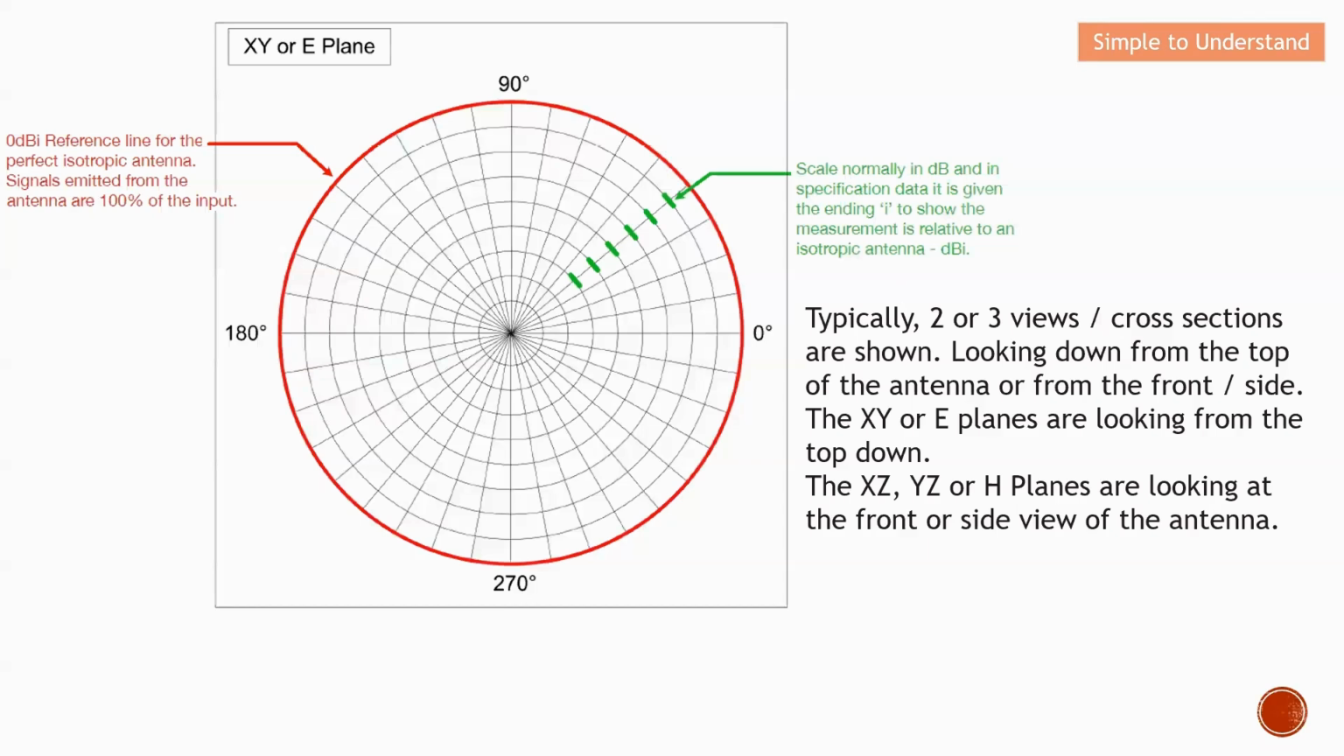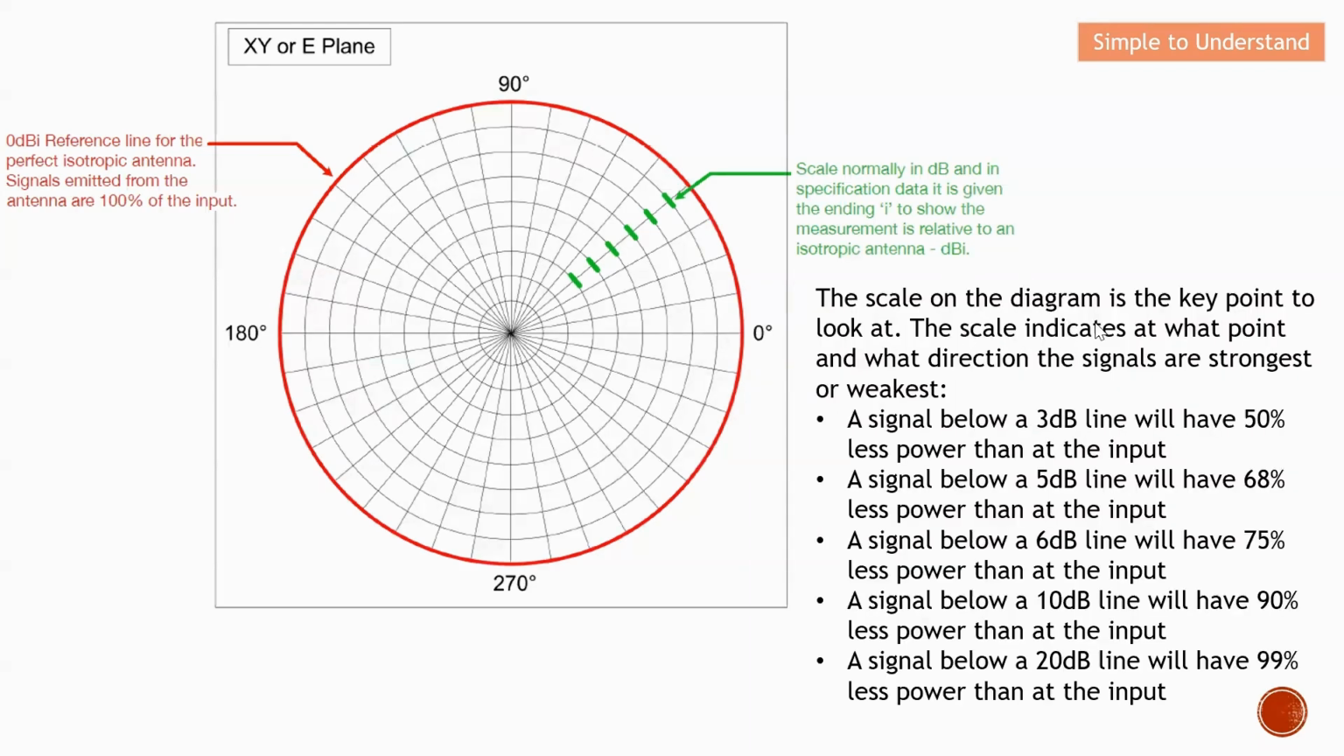Let me draw a conclusion on the discussion of the radiation pattern of the antenna. So typically, two or three views of the cross section are shown. Basically, we can look from the top, from the front, or from the side. The XY or E plane is looked at from the top down, while the XZ and YZ, known as the H plane, are in fact looking at the front or the side view of the antenna. The scale on the diagram will be the key point to look at. The scale indicates at which point and in what direction the signal is strongest or maybe weakest.